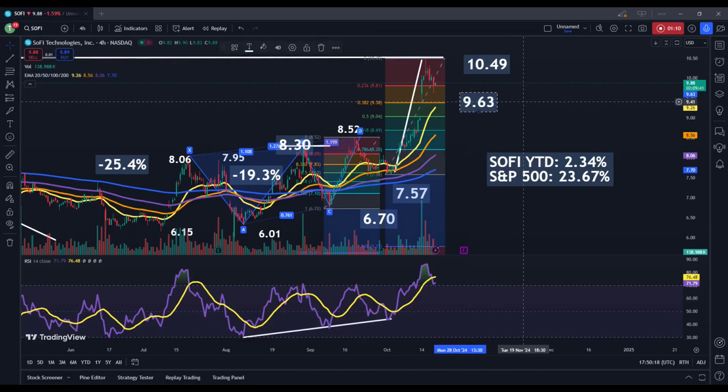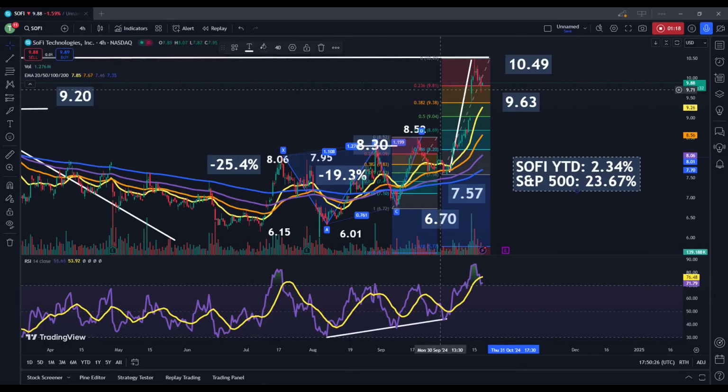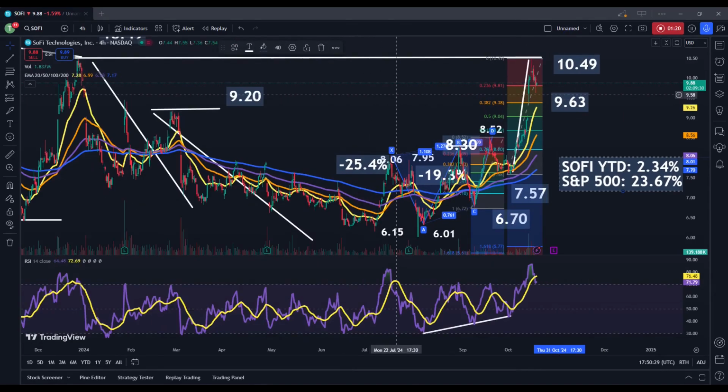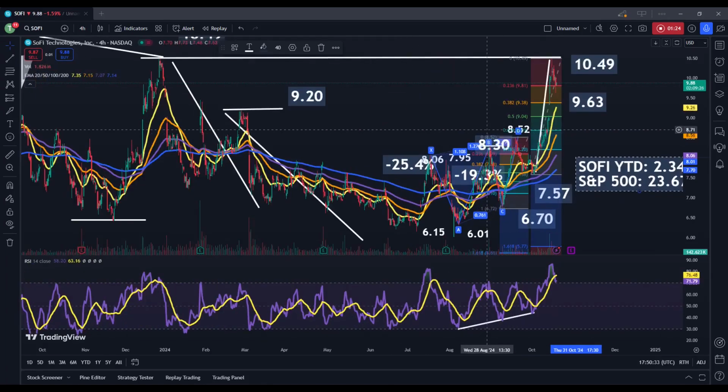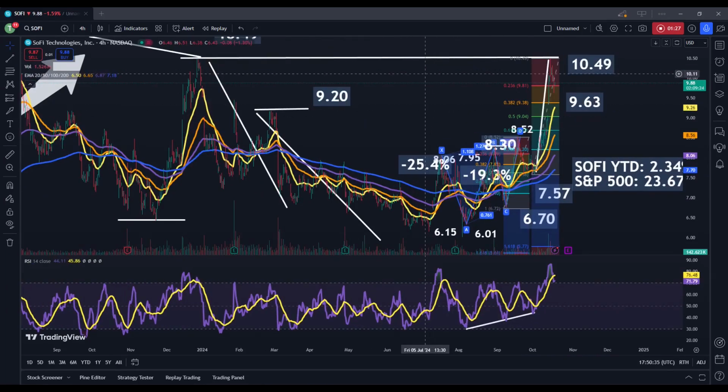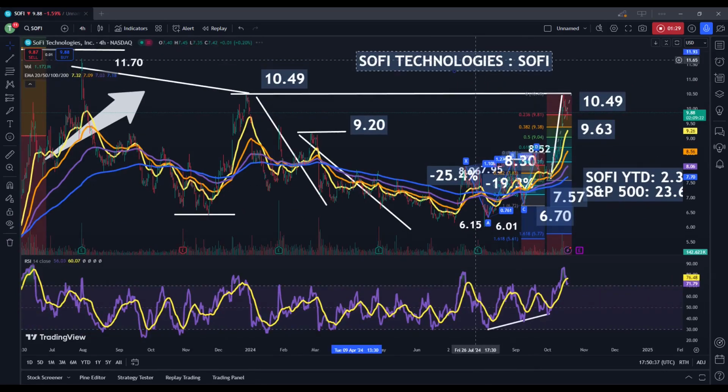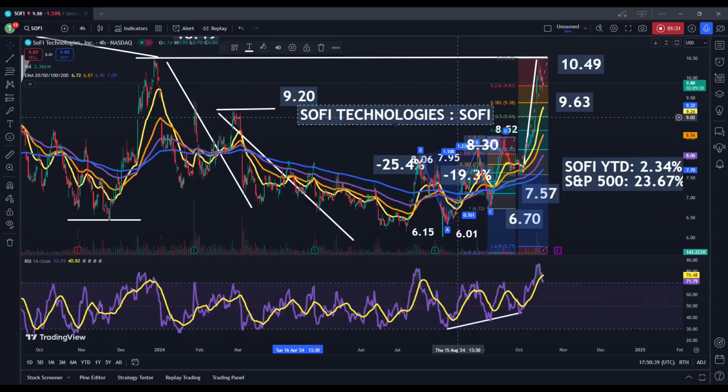Currently, what we're looking at is a short-term trading range that has developed between $9.60 and $10.50 roughly, which is interesting because this $10.50 area is a price level we've been watching for quite some time. This is a price zone that has been pointed out in these videos ever since we were trading at roughly $7.50.